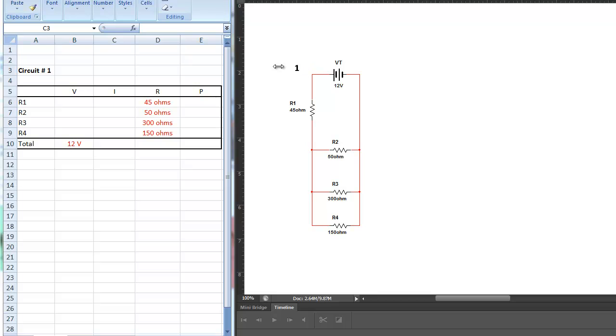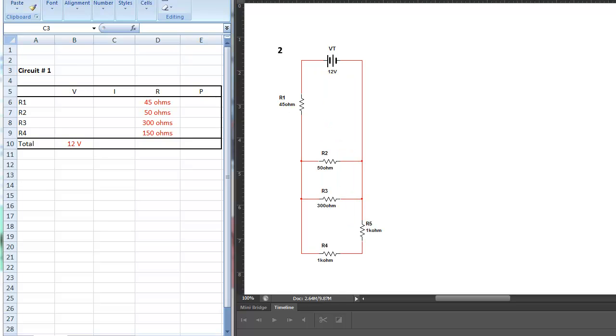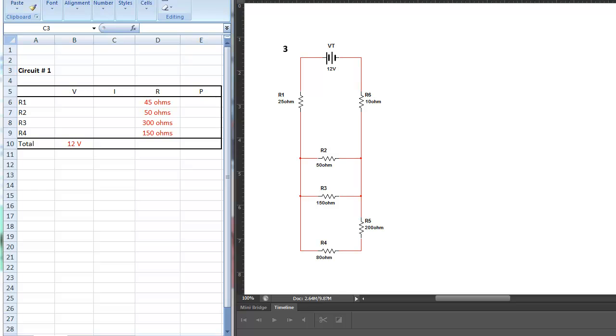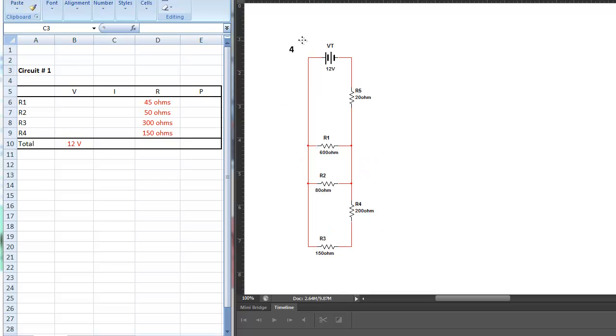Okay, so as you can see here, this is the first combination circuit. This is the second combination circuit. So again, just pause the video, write down the values, and work it out if you need to on your own. Here's the third one. And lastly, here is the fourth circuit.